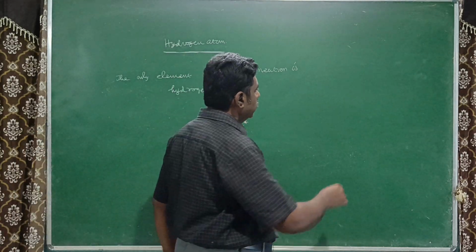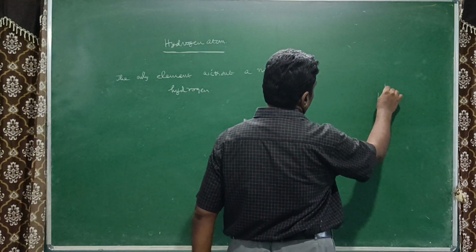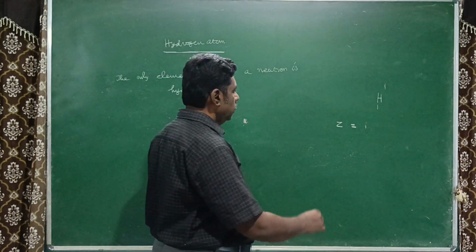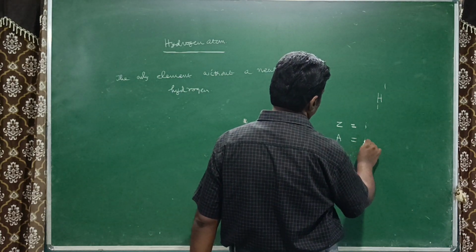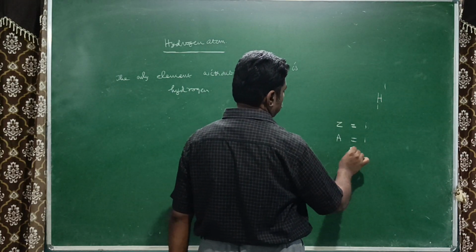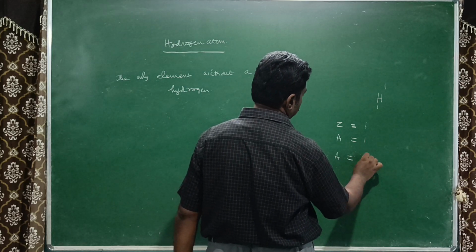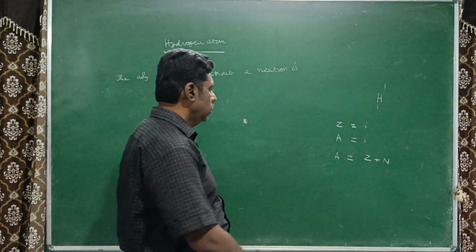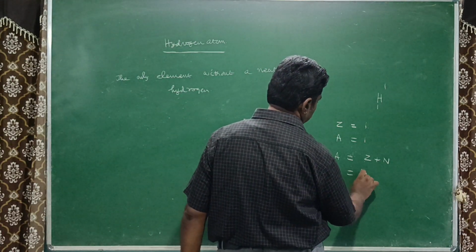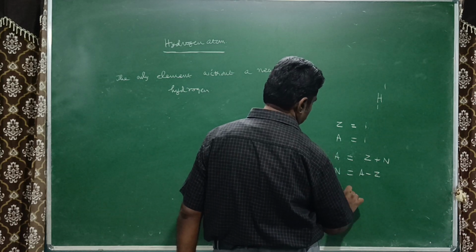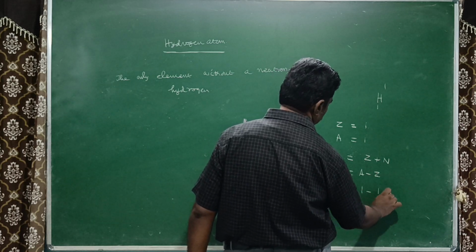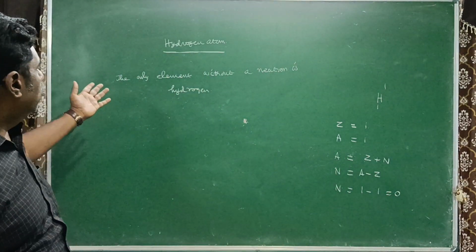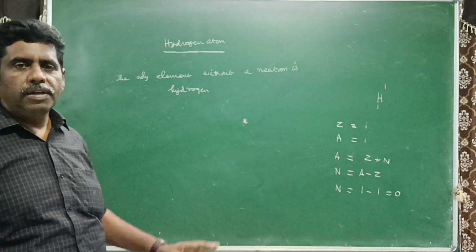If I write hydrogen, it is H, with Z equal to 1, the number of protons, and the mass number is also 1. This is the atomic number, this is the mass number. We know that mass number A is equal to Z plus N, proton number plus neutron number. Then N is equal to A minus Z. In the case of hydrogen, A equals 1, Z equals 1, so N is equal to 0. Simply we can point out that the only element without a neutron is hydrogen.